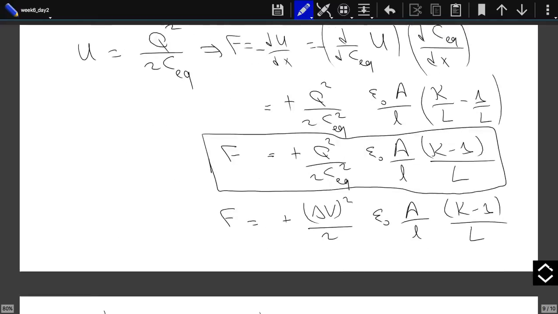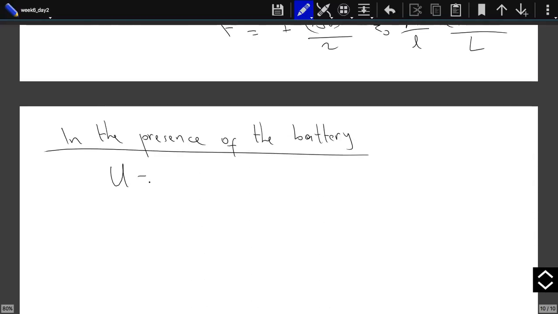Now let's see. This is again true. We can write this one. But now we need to take the derivative of U with respect to x. Now this time, since there's a battery over there, as we change x, the equivalent capacitance changes, and since the equivalent capacitance changes, the charge in the capacitor also changes. So both Q and the equivalent capacitance depend on x now.